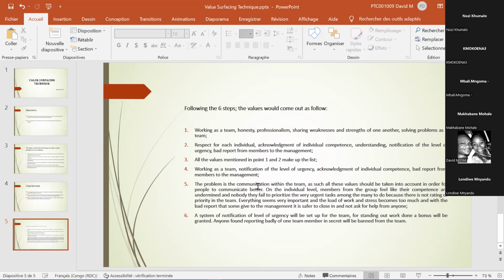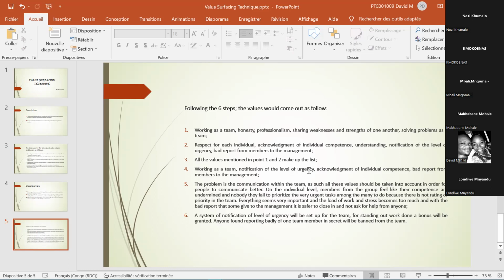But in order to solve the communication problem, it was something to really address. In terms of working as a team, that value was to be taken into account, which is a good thing. It helps communication. In terms of acknowledgement of individual competency, we will see that one is okay as well, because everybody feels undermined otherwise. If we don't take it into account, we can read there that people will be undermined, they won't work properly.